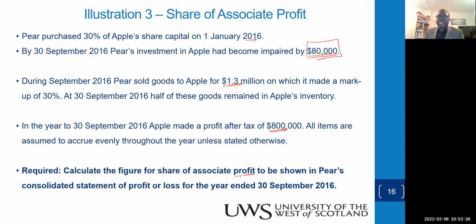Calculate a figure for the share of associate profit to be shown in PER's consolidated statement of profit or loss for the year ended. Okay, we are not looking at the amount of investment in associate that we are supposed to represent. We just want the share of profits. So what is my share in the first place? Is there any impairment? Is there any POP adjustment? Okay, that's it.